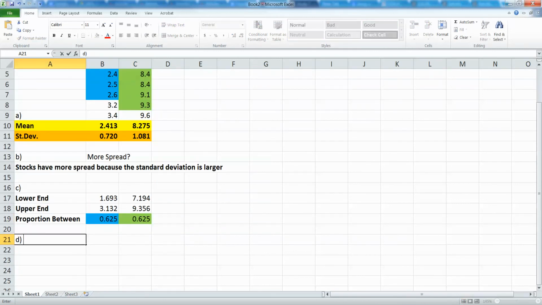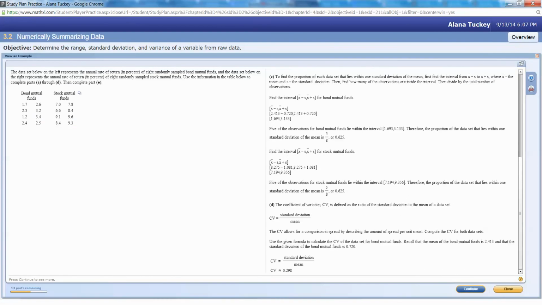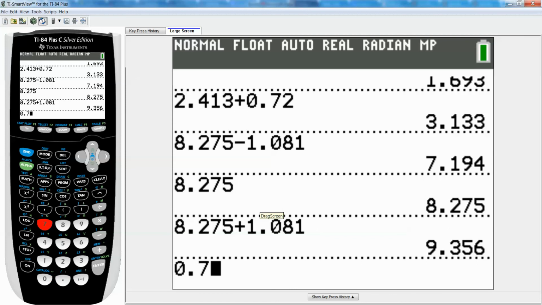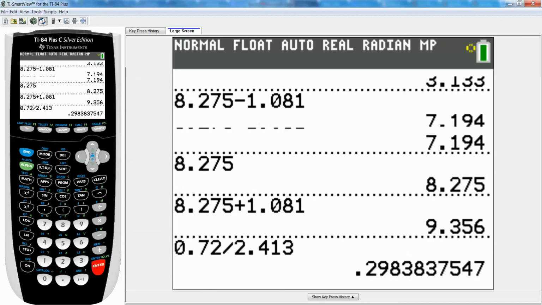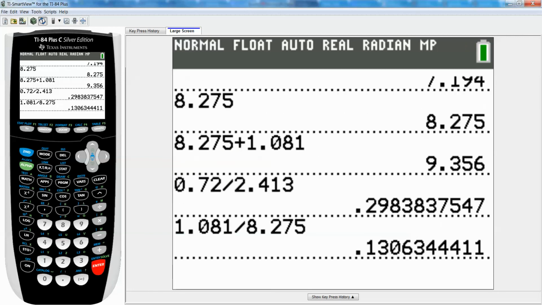Then for part D, they want us to find the CV, the coefficient of variation, which is your standard deviation divided by your mean. As I recall, that's what they want you to find. See, 5/8 for both of those. Yeah, standard deviation divided by the mean. So again, you could use your calculator or Excel, but you want to know this number, 0.72, divided by this number, 2.413. So 0.72 divided by 2.413 is 0.298. Then I do it for the other one, which would be 1.081 divided by 8.275. So 0.131.